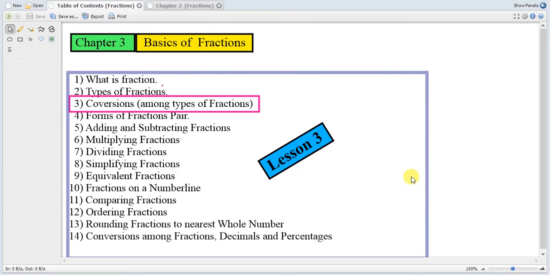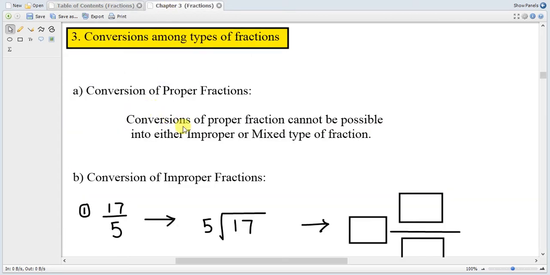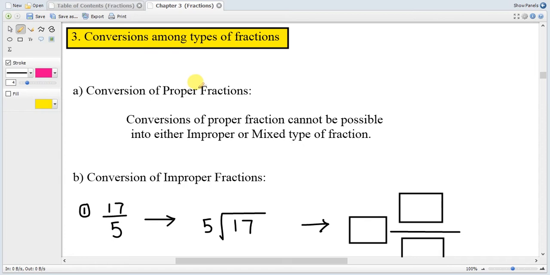Lesson 3 is conversion. Today we will learn how to convert different types of fractions. Since we have already learned there are three types of fractions: proper fraction, improper fraction and mixed fraction, today we will study how to convert these three types of fractions.